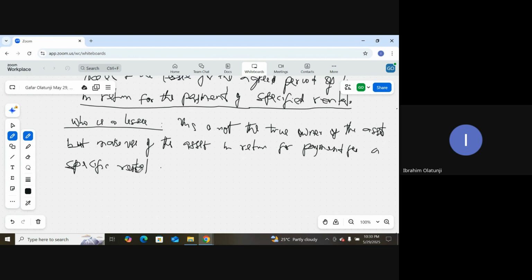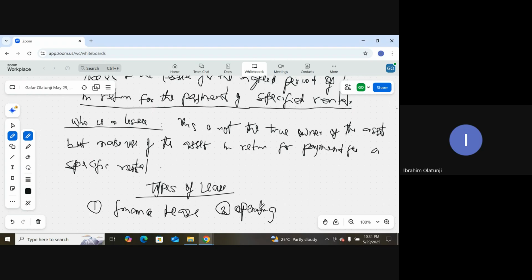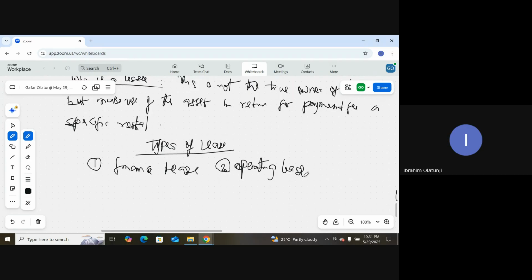So, having said that, we look at types of lease. Types of lease: one, we have the finance lease, and we have the operating lease. We have finance lease and the operating lease.